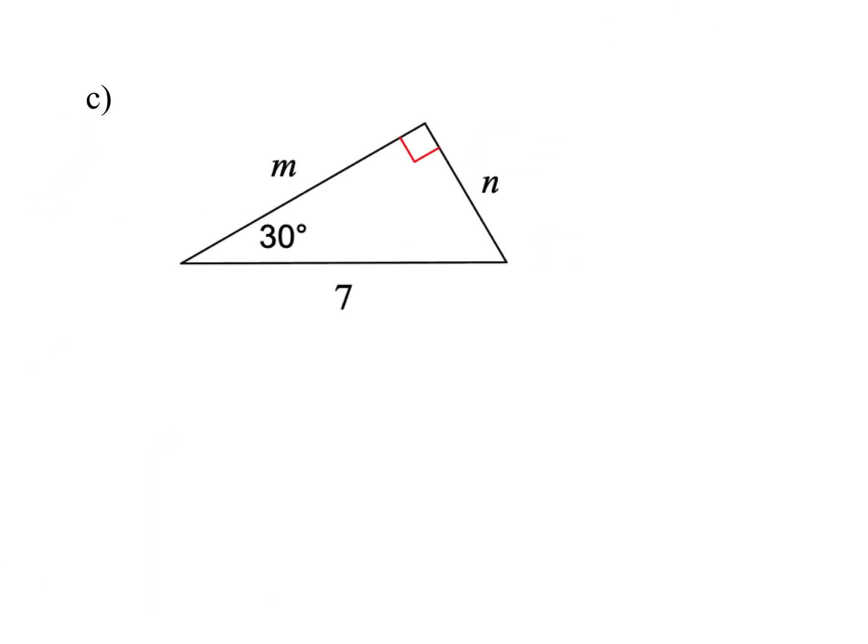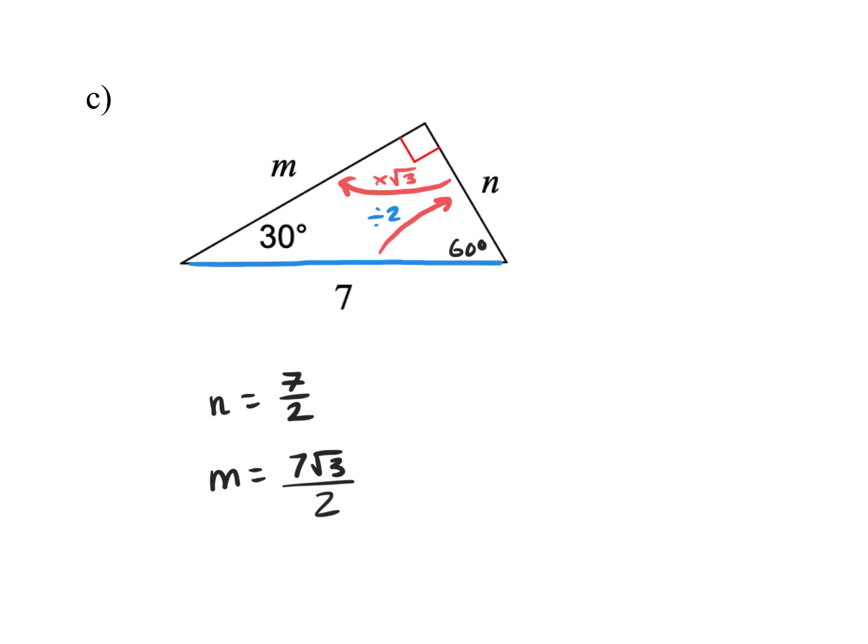All right, and for this last one, here I am given the hypotenuse. So the first thing I'm going to do is work my way backwards to the short leg. Again, short leg to hypotenuse, I multiply by 2. So hypotenuse to short leg, I should divide by 2. So that means that m is going to be 7 over 2. And then I follow my next pattern. I know that from short leg to long leg, I multiply by root 3. So that means n is going to be 7 root 3 over 2.